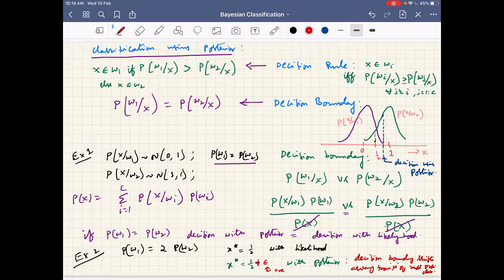Sir, can you explain once again how X is shifting to the right because of taking the posterior? Correct. See, this is the omega 1 class. So this is the omega 1 class, and this is all.